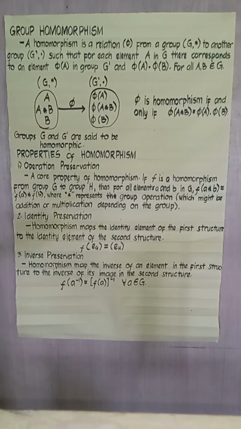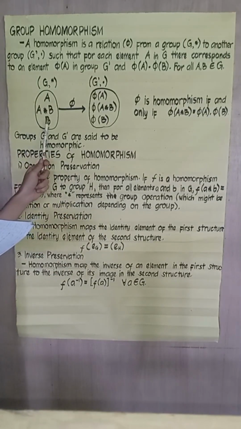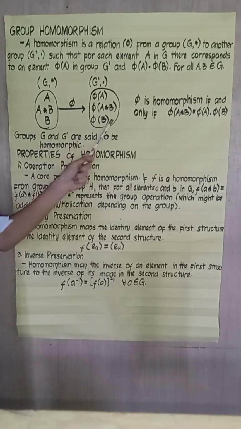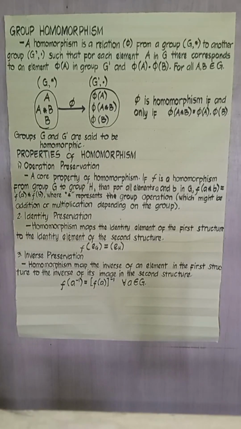Let's understand it. Suppose we have group G here with its binary operation, and we have group G prime here with another binary operation. Then a homomorphism is a relation of group G to group G prime, and we are going to see if this relation is a phi.